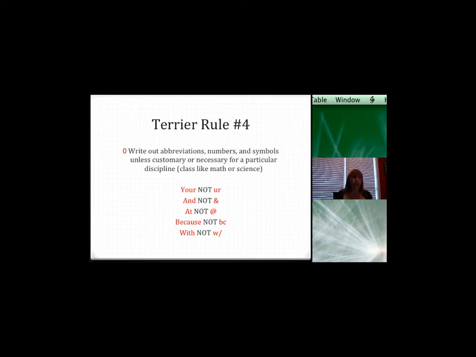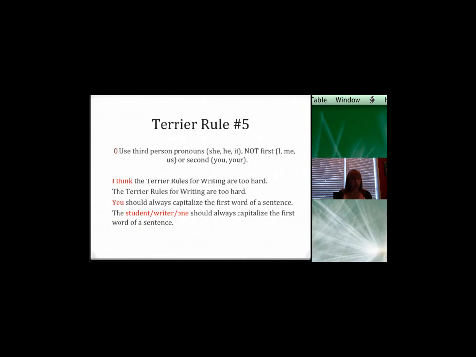Terrier rule number 4 is write out all abbreviations, numbers, and symbols, unless customary or necessary for a particular class, like math or science. In English class, I find students like to revert to texting speak. This is not acceptable. Never should you use a symbol for the word and. Always spell it out. I do text and tweet, and I understand that we need to be brief sometimes, but English class or your other classes are not the times when you need to be brief.